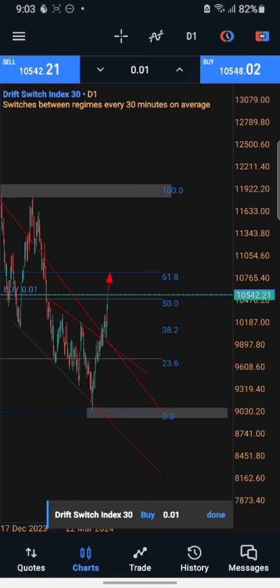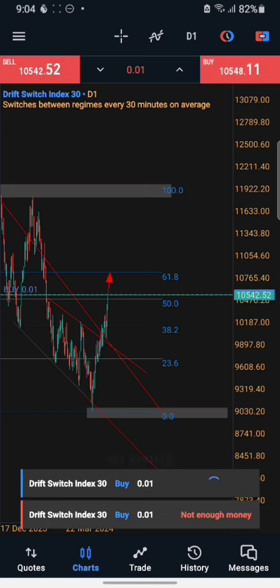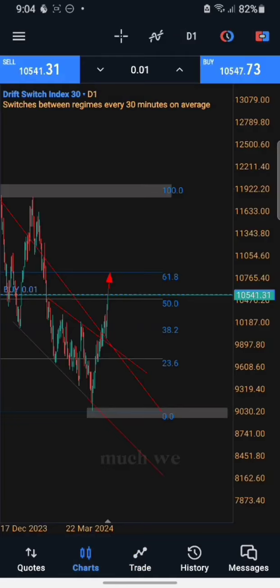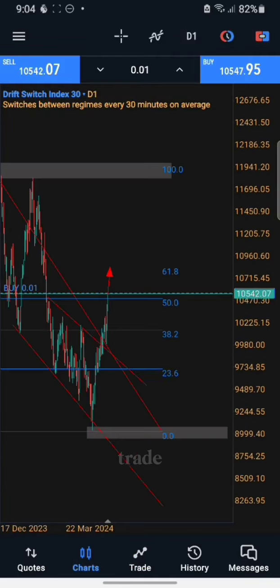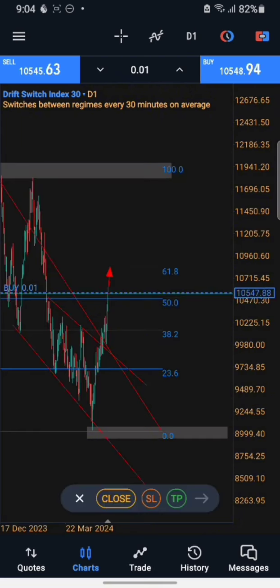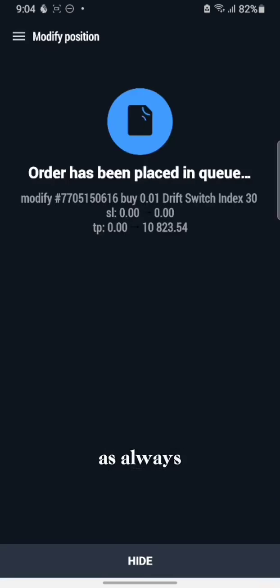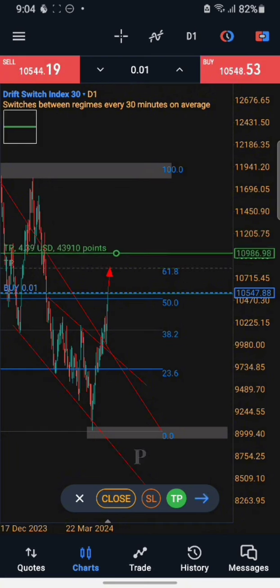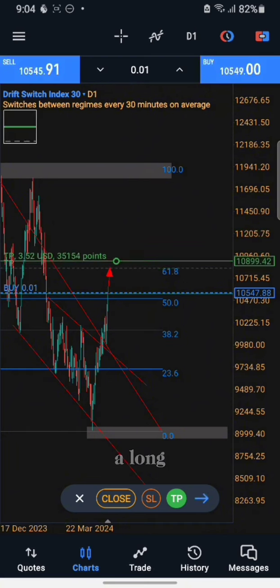So let's enter our position. Using this 59 cent account, we cannot enter a lot of positions. The market can only allow us to put 2 positions. So let's see how much we can get from this trade. In terms of take profit, as always, you just put it at the first area of confluence that you see. This is the second TP, considering the market had already gone a long way.